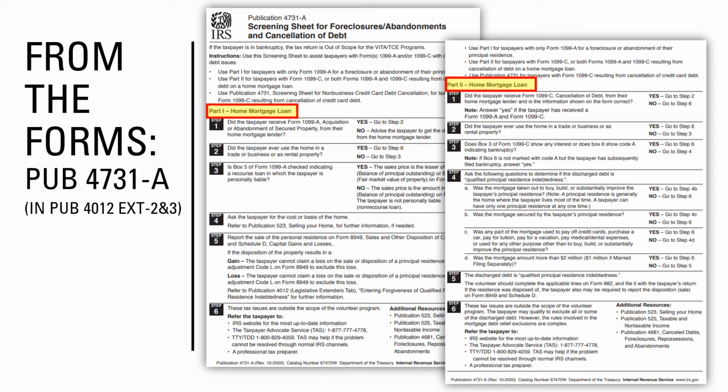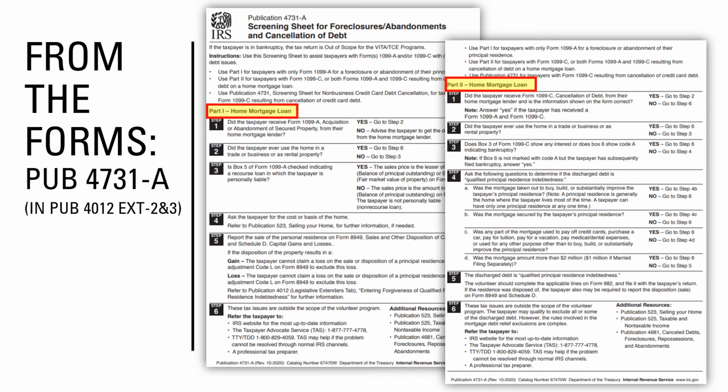And part 1 is for when a taxpayer comes in with only a 1099-A. And then we can go through the questions to determine whether we are able to do this type of foreclosure, and it gives us a little information about how we're going to be treating it.